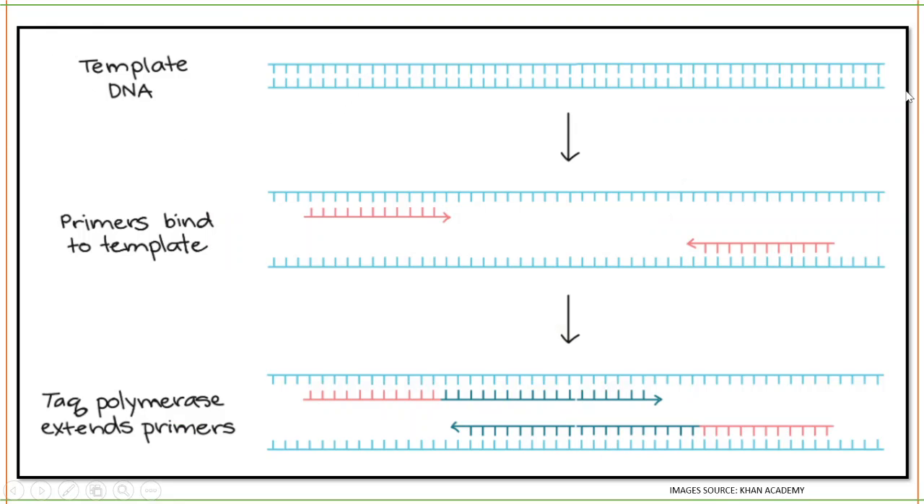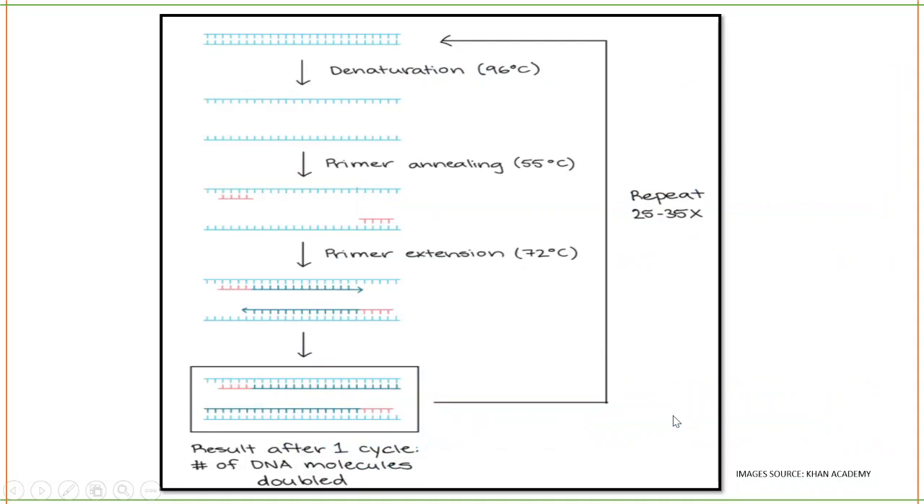So you can see this is the template DNA. This will be denatured such that double stranded DNA will be converted into single stranded DNA. Now your primers will come and bind. This is the primer. Primers will come and bind. Taq polymerase will extend the primers.